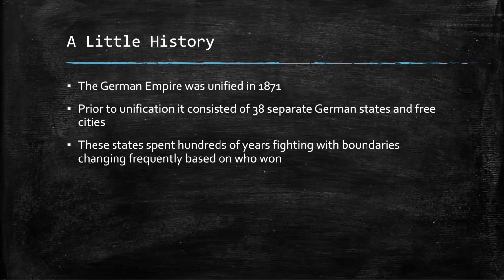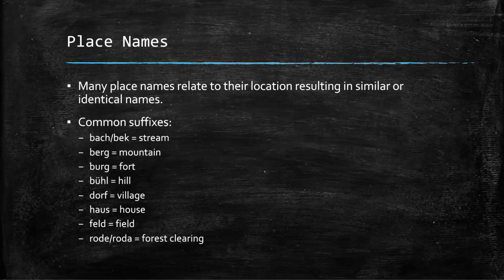And these states spent hundreds of years fighting over boundaries, and the towns changed possessions and sometimes changed names. One of the things you want to think about is, when you hear the name of your town, what do parts of these mean? So your town might have a Bach or Beck, and that indicates stream, or Berg, meaning mountain, or B-U-R-G, indicating fort, or Bühl, meaning hill. Dorf is a village, Haus is house, Feld is field, and Rode as forest. Those are the sort of things that you would be seeing in your towns.